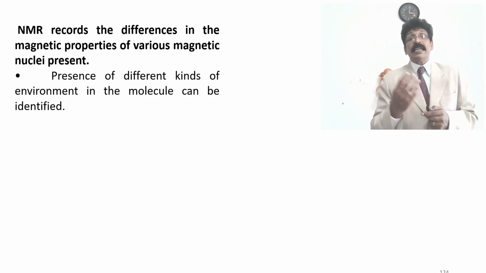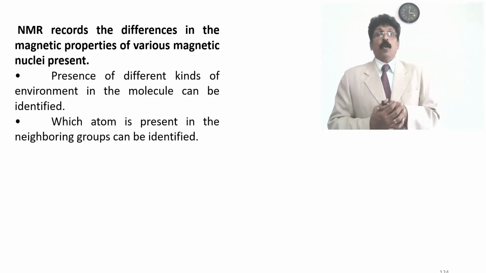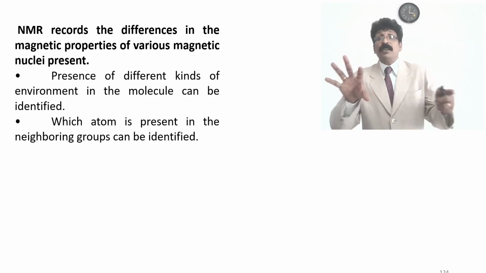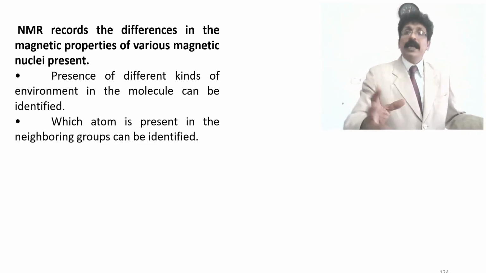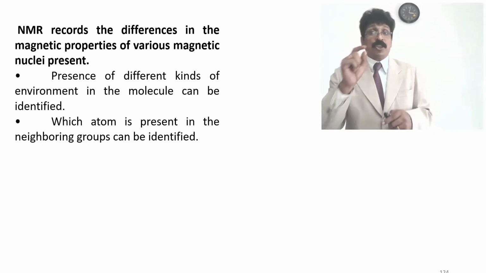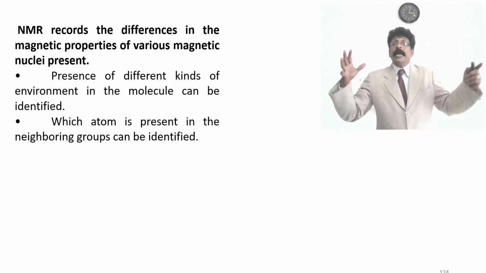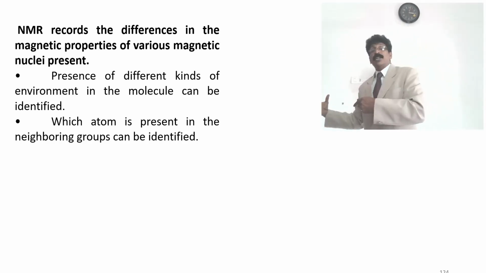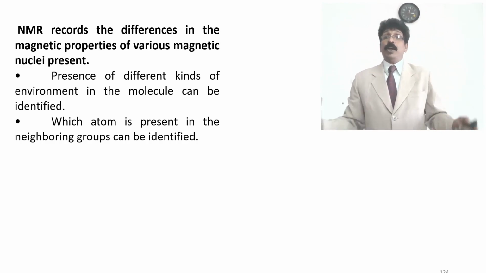So the presence of different kinds of environments in the molecule can be identified by NMR. Which atom is present in the neighbor can also be identified because of the change in the radio frequency. So radio frequency applied, radio frequency transmitted. Two things will appear in the NMR instrument. This basic thing students should know. When I go to the picture, I will show radio frequency transmission and radio frequency detection, the radio frequency which is detected and the radio frequency which is applied.